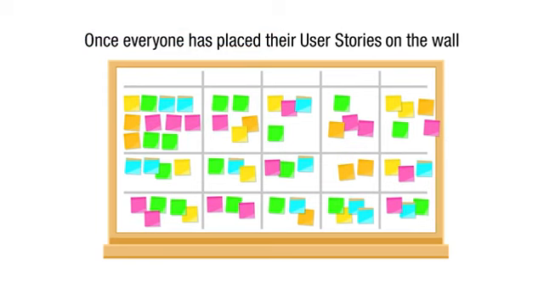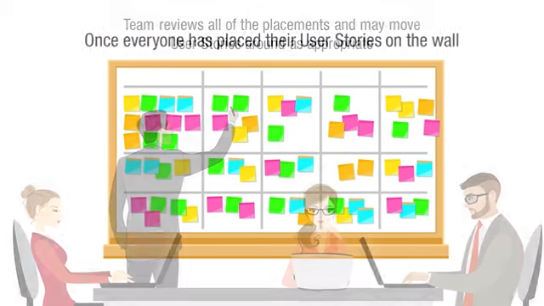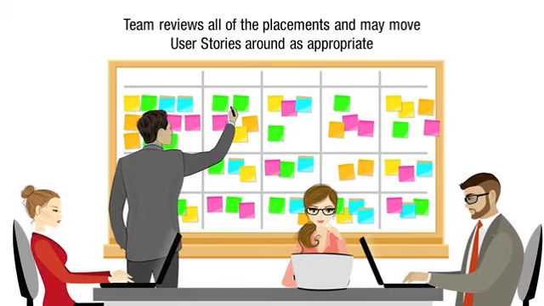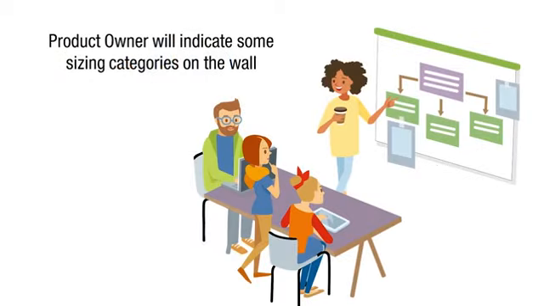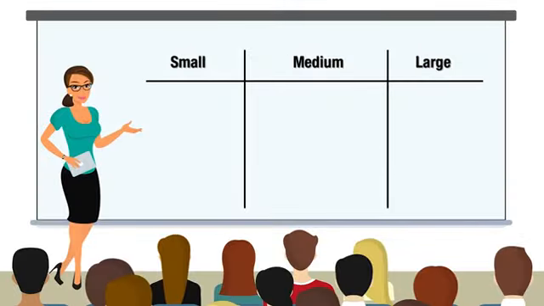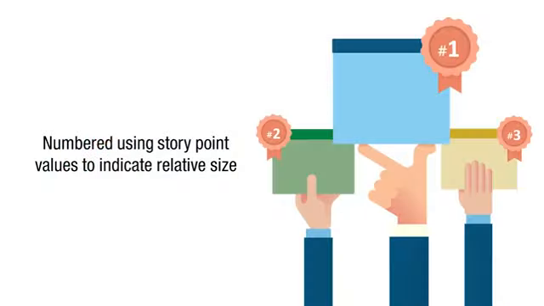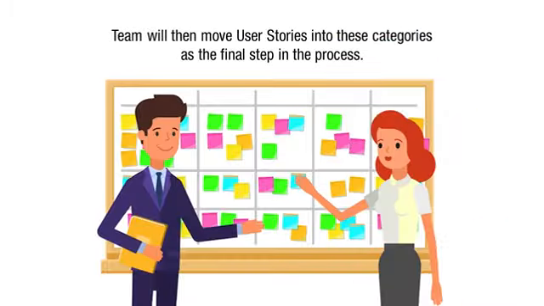Once everyone has placed their user stories on the wall, the team reviews all of the placements and may move user stories around as appropriate. The second part of the exercise involves discussion. Finally, the product owner will indicate some sizing categories on the wall. These categories can be small, medium, or large, or they may be numbered using story point values to indicate relative size. The team will then move user stories into these categories as the final step in the process.